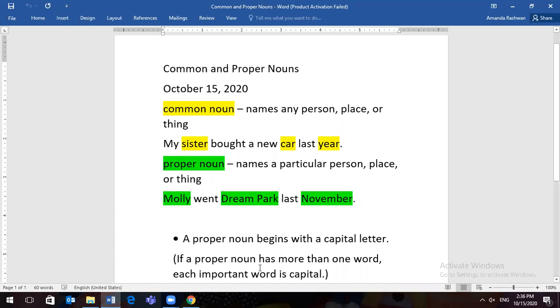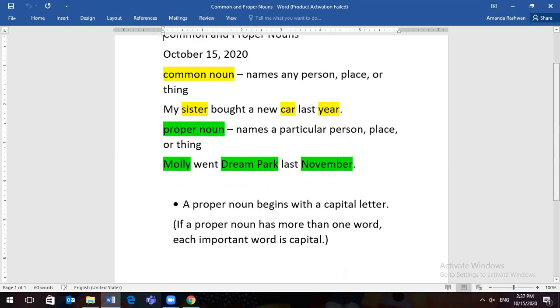Okay, so common and proper. Remember, proper nouns begin with capital letters.